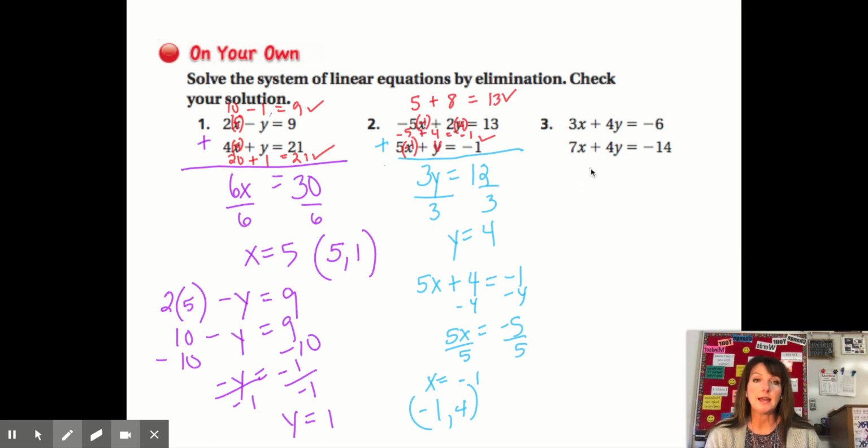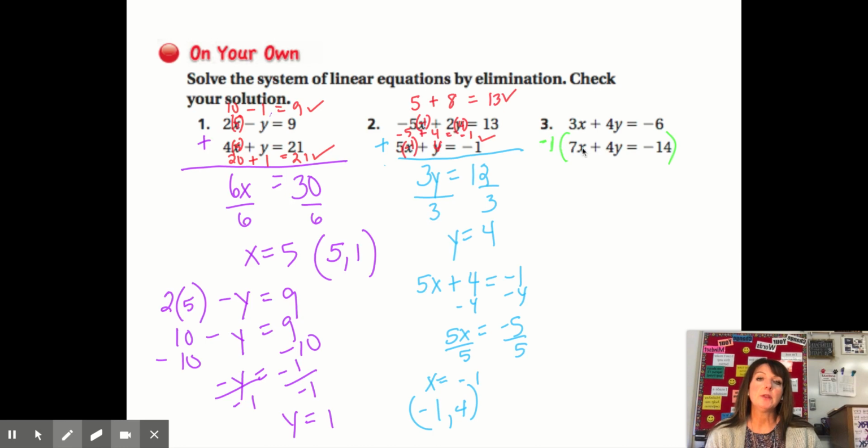Looking at this, nothing's going to cancel if I add them. One thing I can do, and this is part of step 1, is multiply the second equation all by negative 1. So find something to multiply.